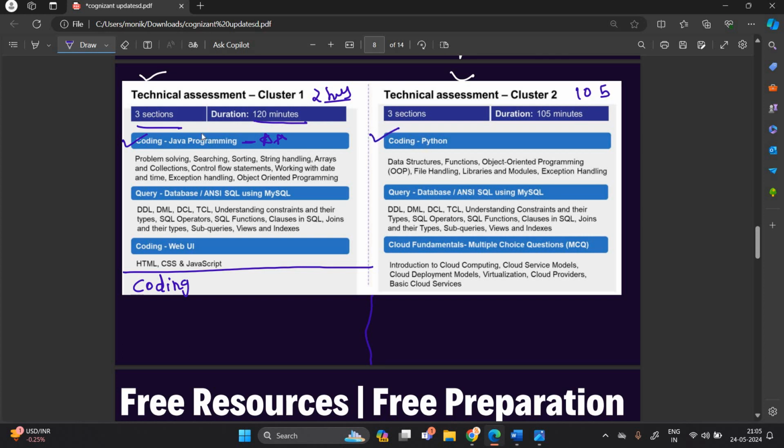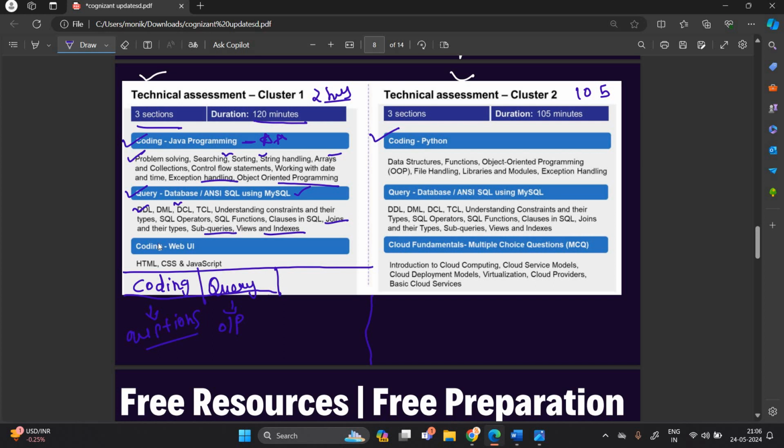So there is coding in Python and Java programming, problem solving, searching, sorting, array, collection, exception handling, object oriented programming. Query related questions will be asked: DDL, DML, DCL, joins and their types, subquery, view and index. So basically there is a coding part and a queries part. They will give you a query, and you have to execute it or mention the output for that.